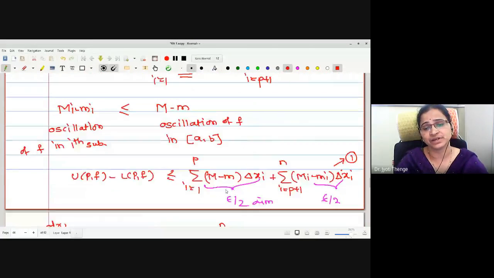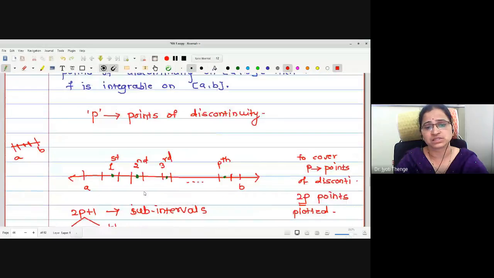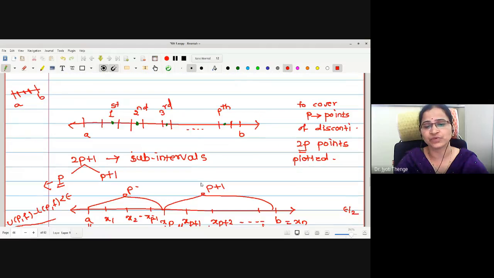But why have we written it like this? Because, coming to this position again, it is not guaranteed that those p plus 1 subintervals come together. Therefore, this is the first subinterval, this is the second subinterval, this is the third subinterval on which the function is continuous.